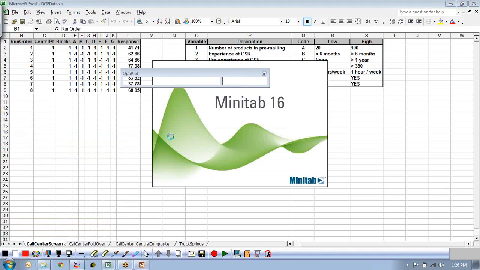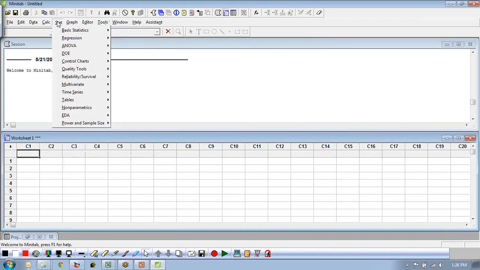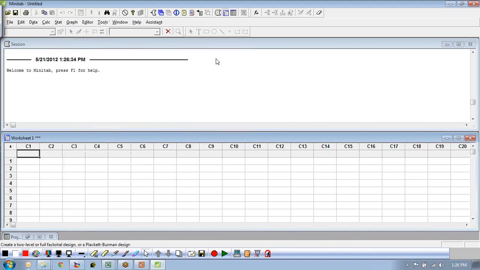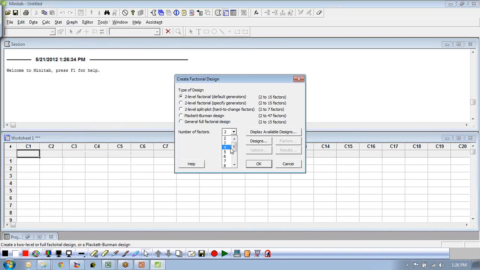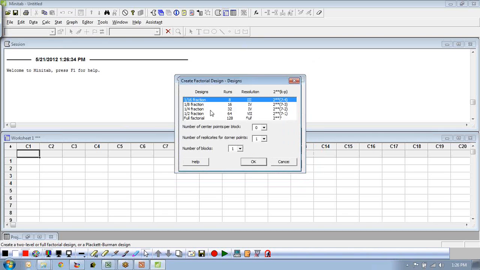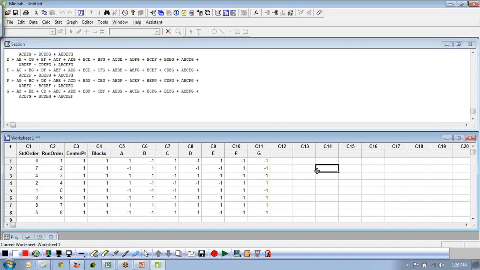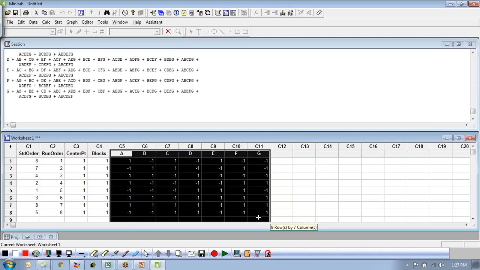So here we have 7 factors, A through G. Factorial, create factorial design. 7 factors, display available designs. Well, here's our 8, and it says a resolution 3. Go ahead and choose that. And there it is right there. We could note all that. And suppose we went ahead and did that.